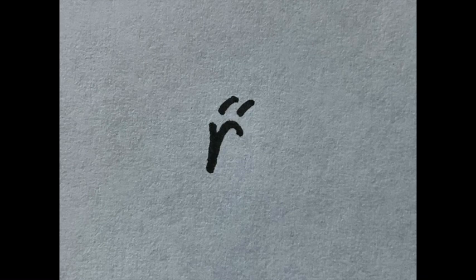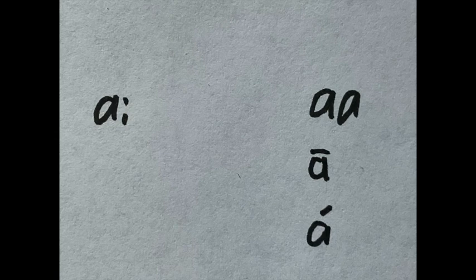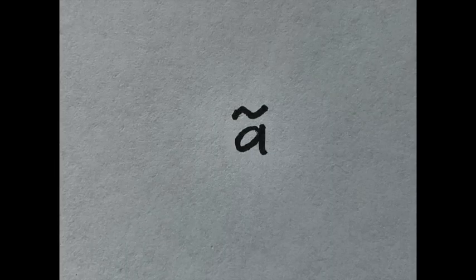If you need to differentiate between a tap and an approximant, you can just use an acute accent. And for a trill, you can use a double acute accent. Or you can reduplicate the letter, like in Spanish. Length can be shown either by reduplicating the letter, having a macron, or an acute accent. Most of the time, nasalization is shown with a tilde.